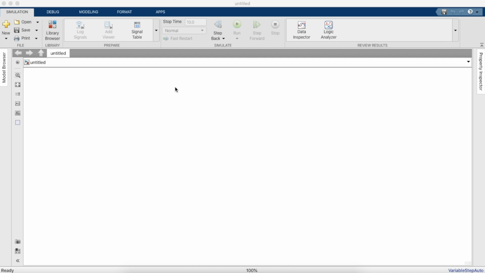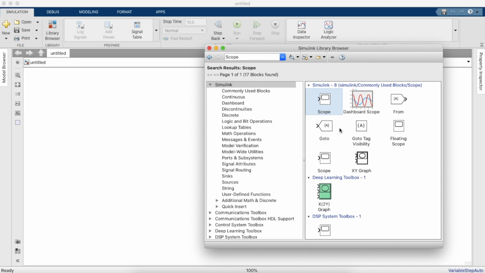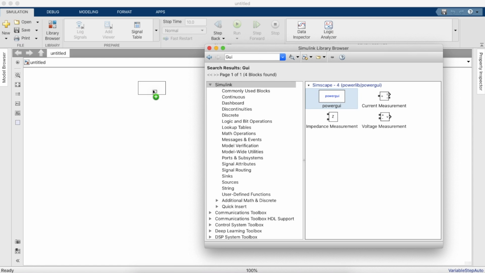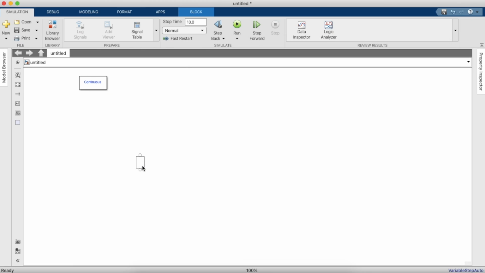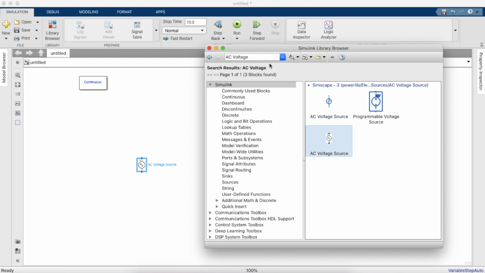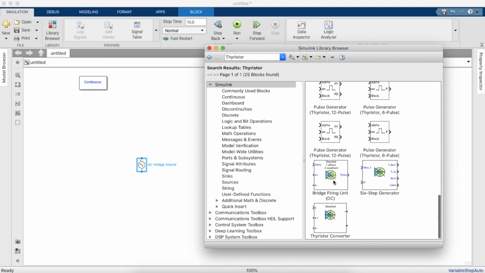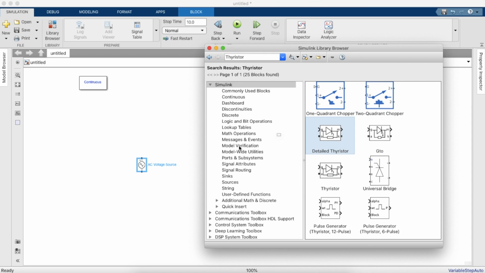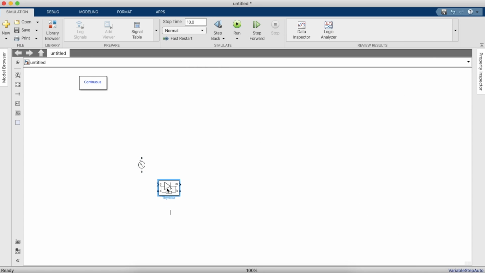Hey, so in this video, I'll be showing how to simulate a full bridge rectifier. So we'll be taking the load as an equivalent model of a motor, and we'll need a power GUI block to begin with. And with this, we'll need an AC voltage source. So a rectifier essentially converts AC to DC, and it's a single phase full bridge rectifier. So we'll need thyristors. We'll need 4 of them, 2 on each branch. So let's rotate it.